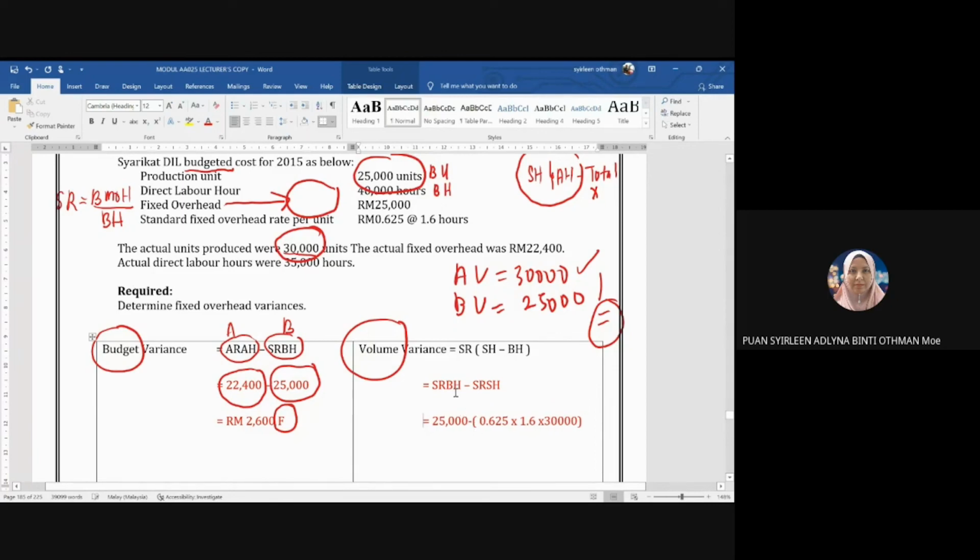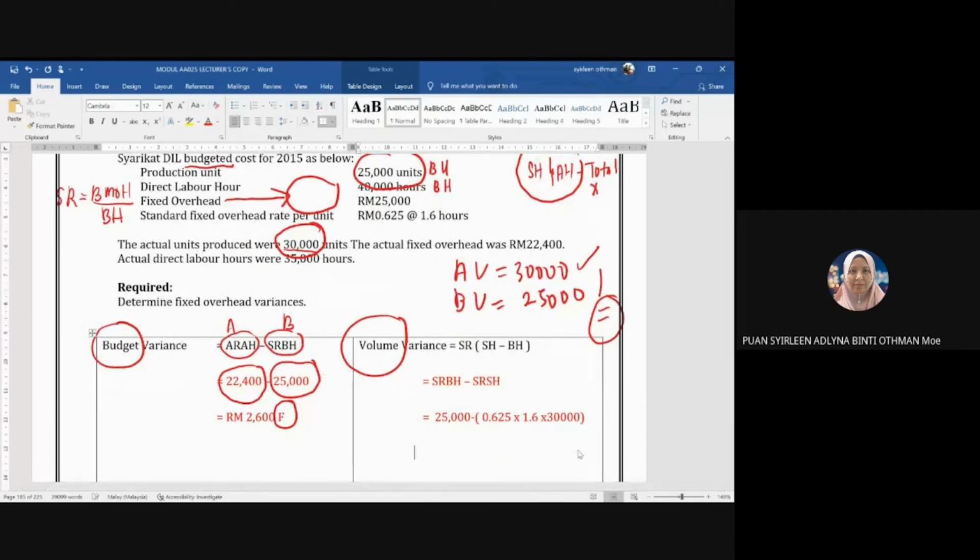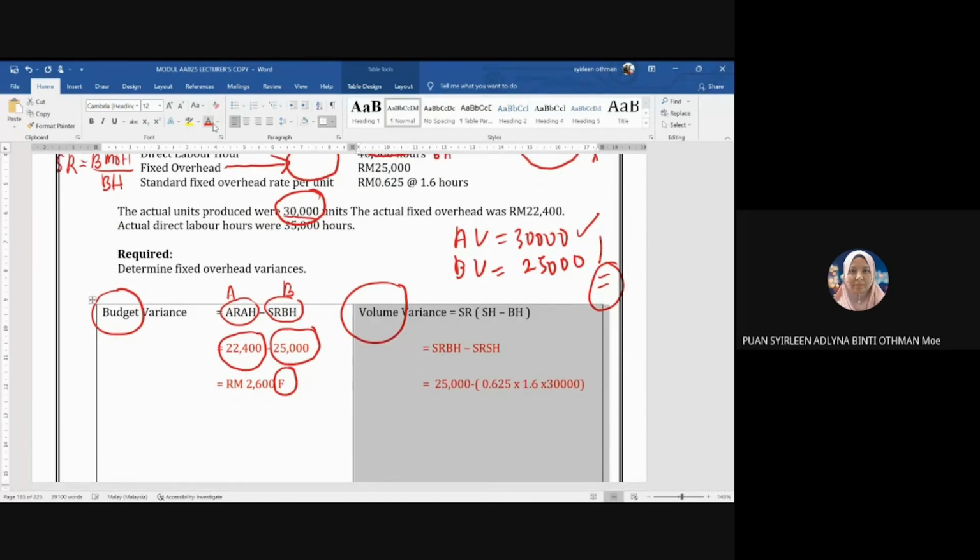Okay, my SERBAH earlier is 25,000. Then my standard rate is 0.625. I will multiply with SERSAH, SH. Standard hours is 1.6, multiplied by 30,000 units. So here we will get 5,000, because if you calculate, the value is 25,000 minus 30,000. So we get a 5,000 difference, which is the variance. Right.